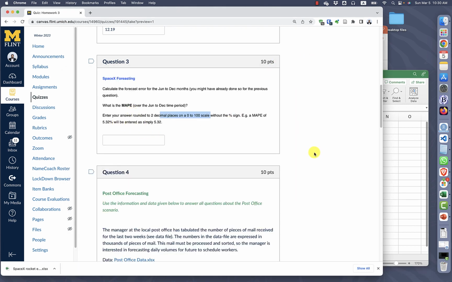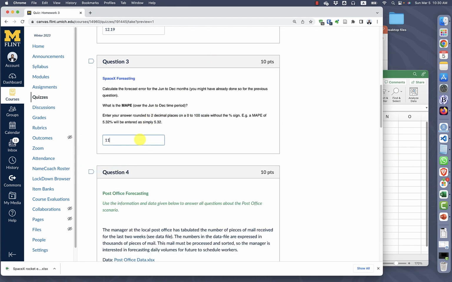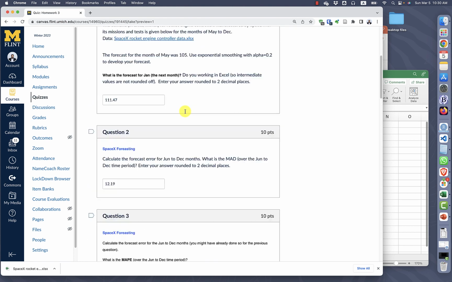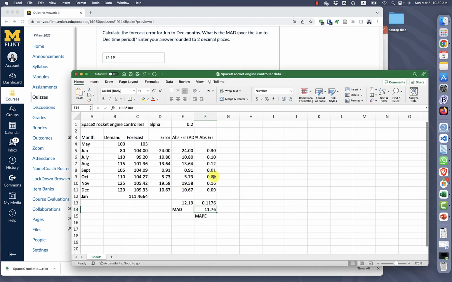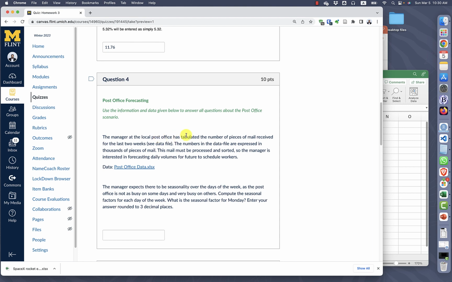And we need the answer to 2 decimal places. So 11.76% is the answer. We're going to type in 11.76. We did not enter the percent sign according to the instructions. And that is it for the first question about exponential smoothing and calculating the MAD and the MAP. Okay, let's look at the next question.